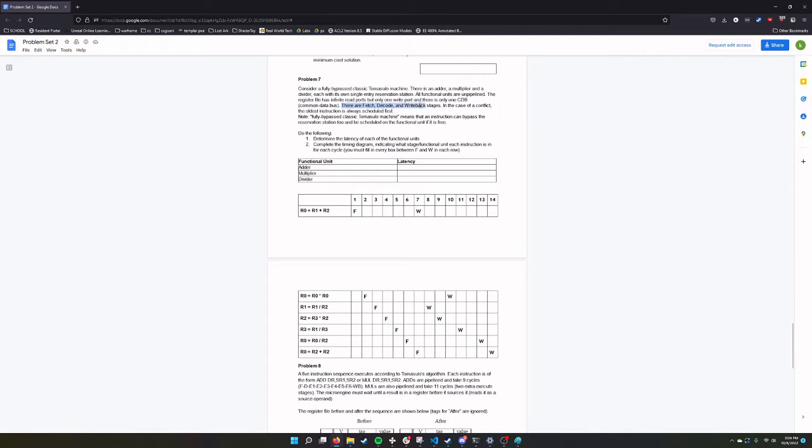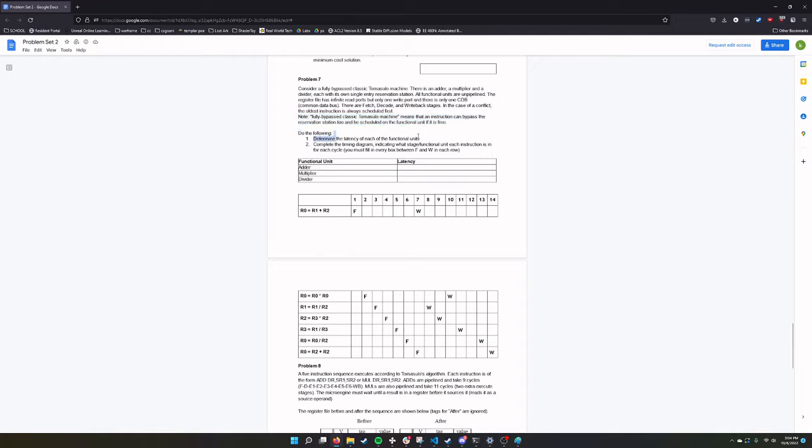There's a fetch, a decode, and a write back stage to our pipeline, in addition to the reservation station stage and the execute stage. In the case of a conflict, the oldest instruction is scheduled first. So older instructions, if they want to write back at the same time as a younger instruction, are allowed to write back first. Then there's a note on what a fully bypassed Tomasulo machine is, which means we can bypass the reservation station if our dependencies are already resolved.